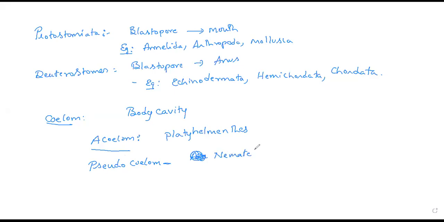Nematyhelminthes or Nematoda or roundworms. Third one is schizocoelom. Schizocoelom means coelom formed by the splitting of mesoderm. Remember that. Coelom formed by the splitting of mesoderm is called schizocoelom. An example for schizocoelom is Annelida.